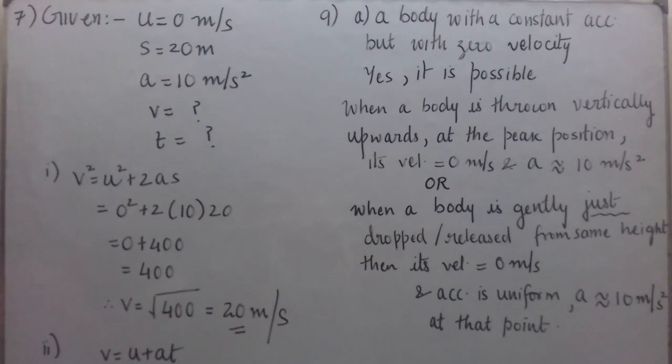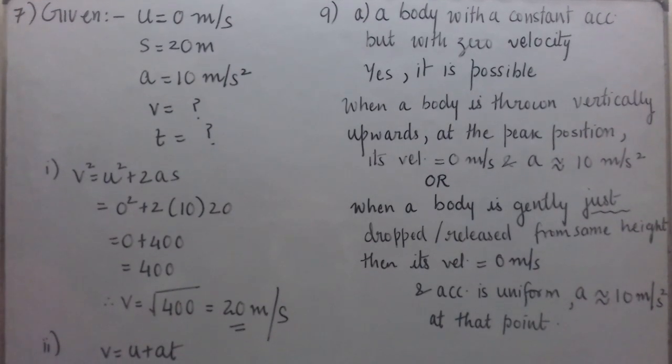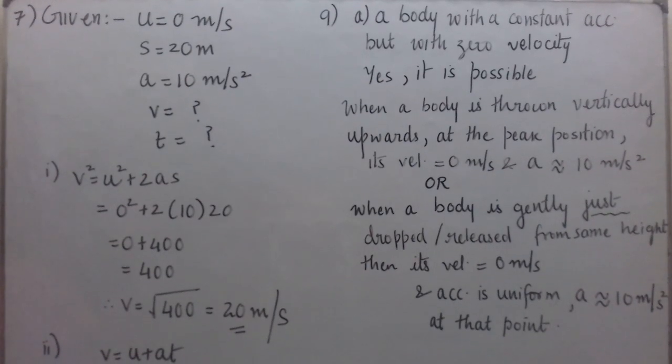A ball is gently dropped from a height of 20 meters. If its velocity increases uniformly at the rate of 10 meter per second square, with what velocity will it strike the ground? After what time will it strike the ground? I'll read the question once again and then you should write what is given side by side.